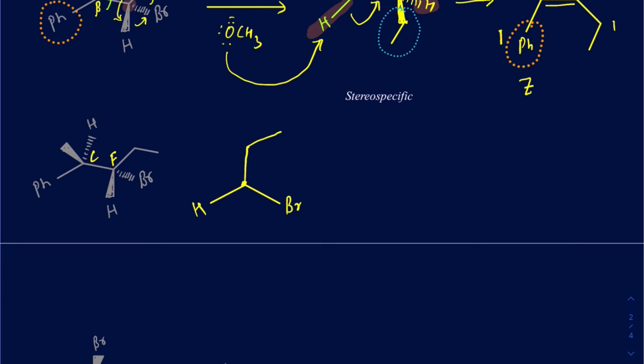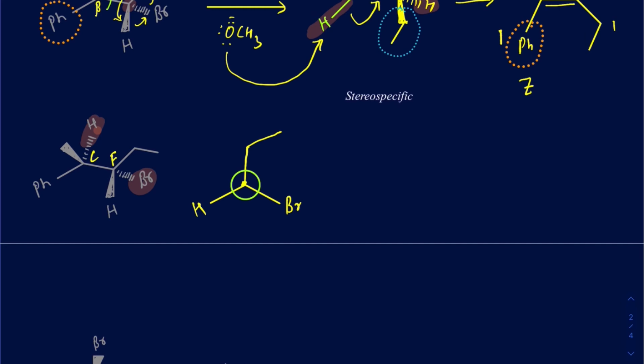Now let's draw the back carbon. So when you're drawing the back carbon, the hydrogen on the back carbon is going to be syn to the bromine, all right? Or another way of saying, they need to be pointed in the same direction.